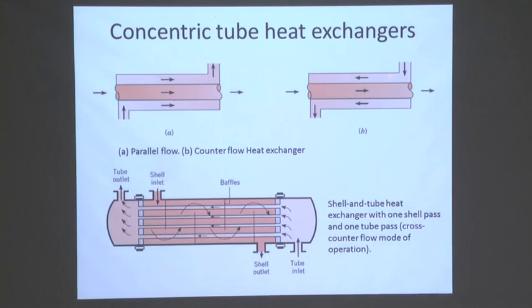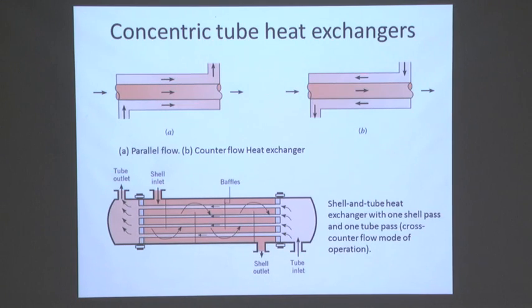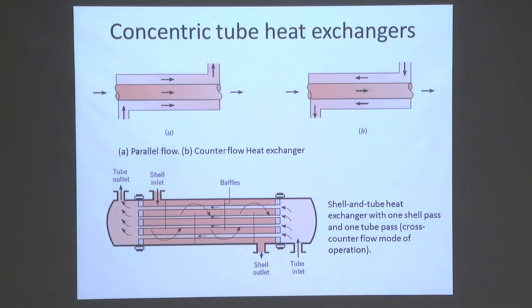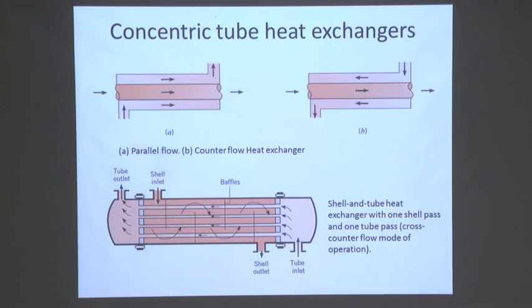Now the difference between these two is that in this left hand figure the flow of both the fluids is in the same direction, whereas in the other the flow of the fluids is in opposite directions. Here this inner tube is known as the tube, whereas the outer tube, which creates this annular passage for the flow of the other fluid, is known as the shell. That's why this type of heat exchanger is known as a shell and tube heat exchanger, which is very, very common, and every industry person talks about shell and tube heat exchangers.